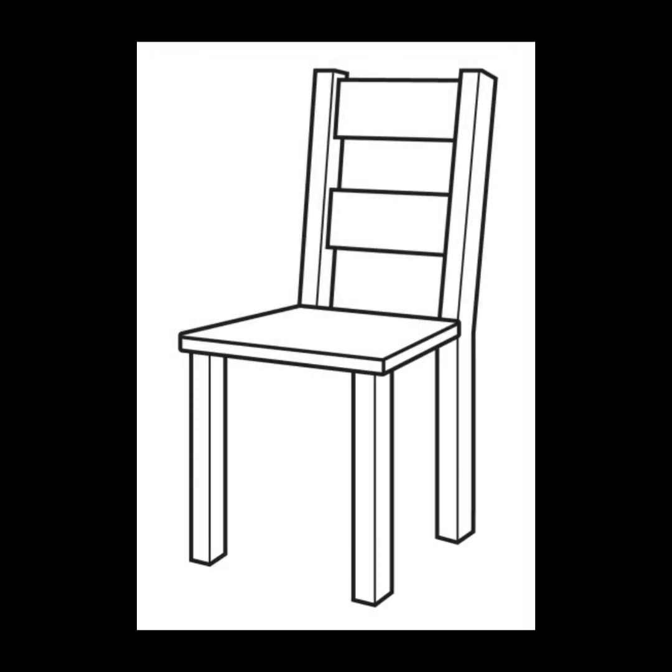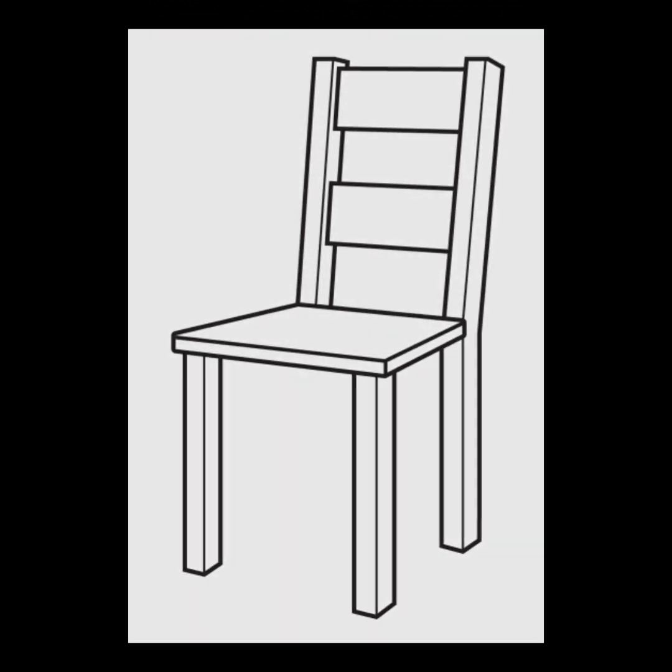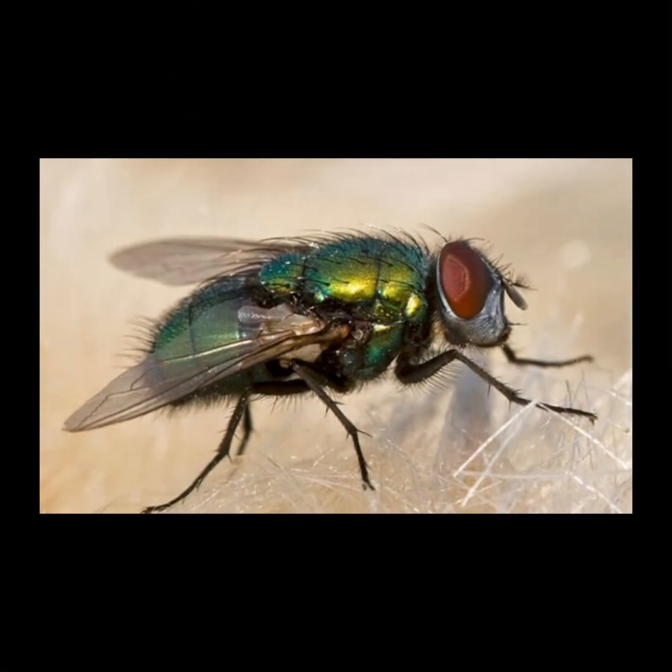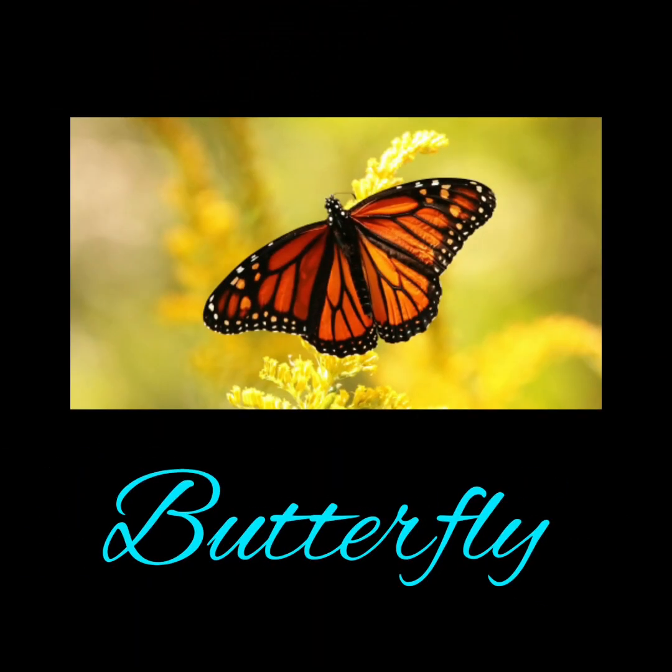What is this? This is arm. This is not arm, beta. This one is arm. Tell arm. Yes, and what is this? This is chair. Yes, mama, this is a chair. No beta, this is not chair. This is chair. Okay, mama. It's called, yes. What is this? Mama, butter. And what is this? It is a fly. Yes, and together it's called butterfly.